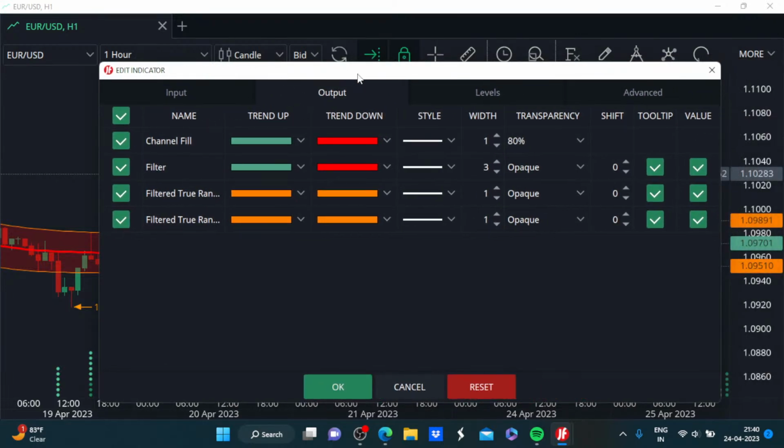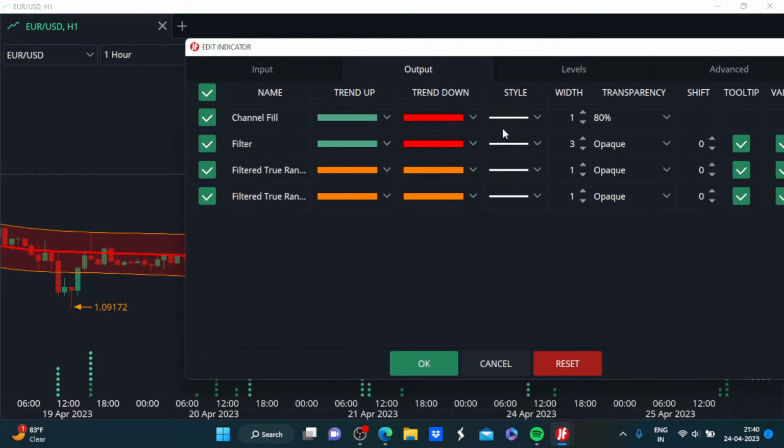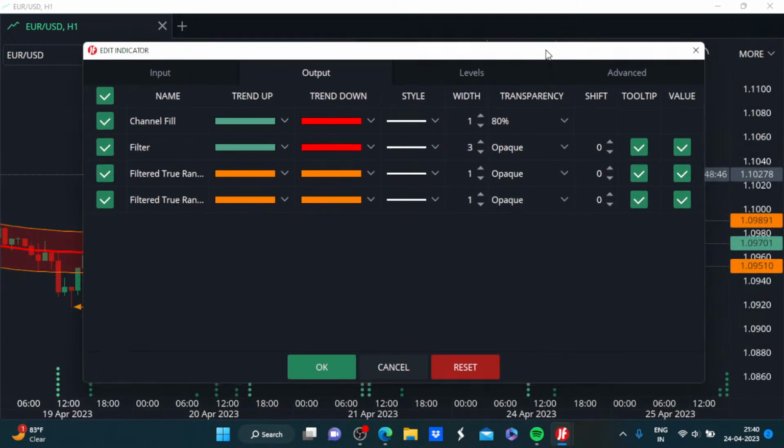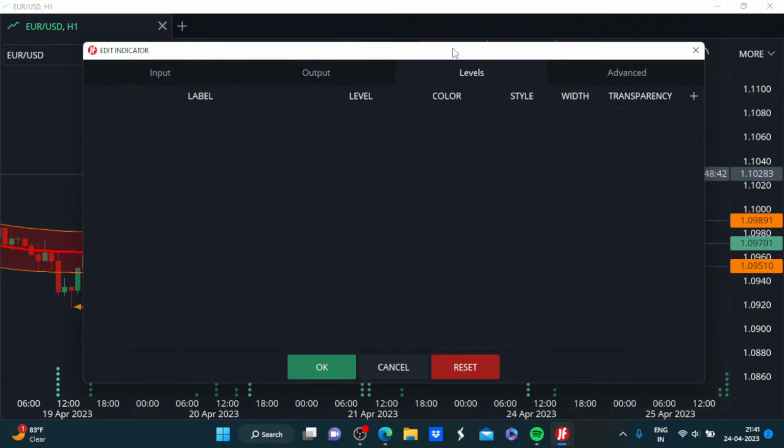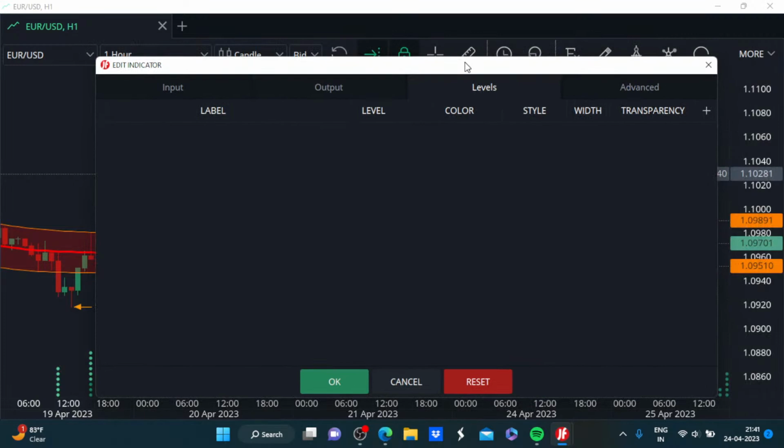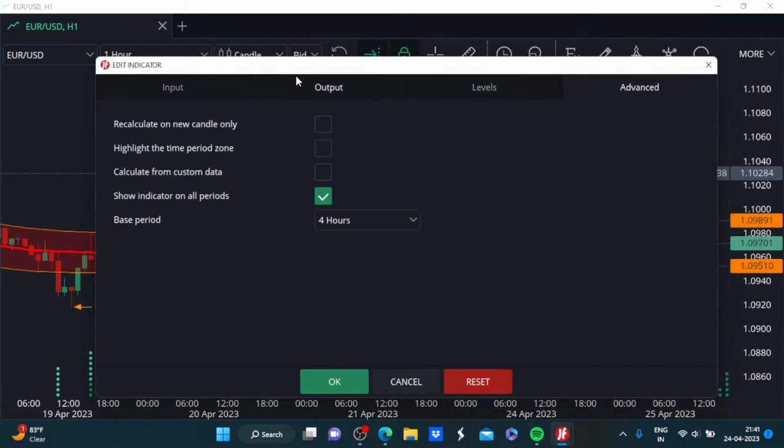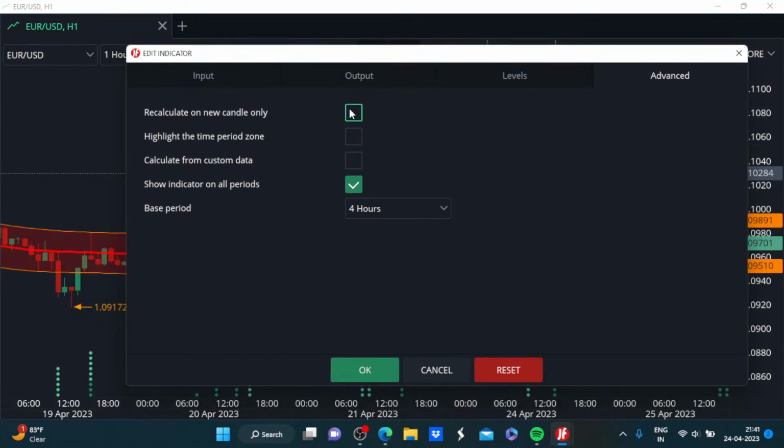And these are the output options. You can go for different color combinations, styling combinations, and also you can vary the transparency factors. Levels, there is not much of a need to add levels to this indicator. Calculate on new candle only. If you opt in for this, then the output value of this indicator will remain constant throughout the current candle period. Highlight the time period zone. Whatever is your calculation period will be highlighted if you opt in for this.